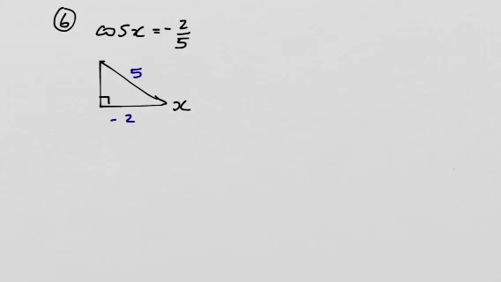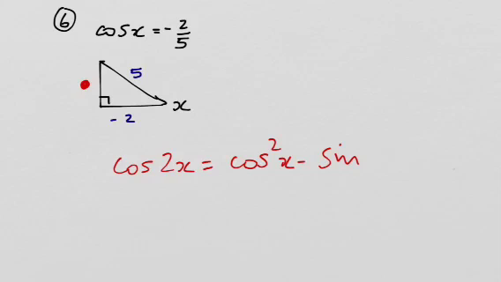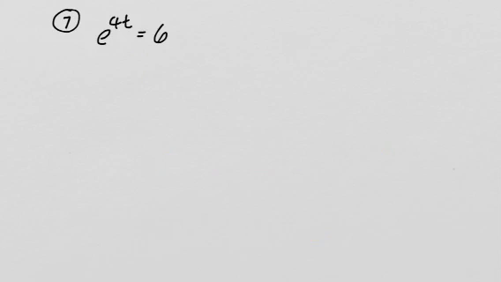Question 6. Cos x is negative 2 over 5, so we're going to start with Pythagoras to give us this side here, and then we have to work out cos 2x, so use the expansion cos squared x minus sin squared x, put your fractions in and work them out. Question 7. Find an expression for t, basically just solve that equation, so just get what t equals. You know how to get rid of the e to the power, then it should be quite trivial, I think, to do that one.